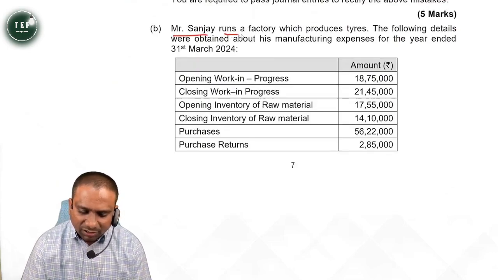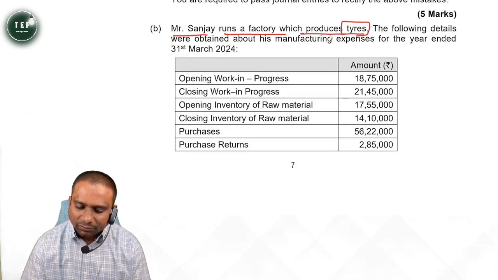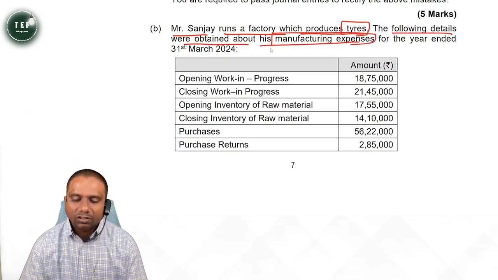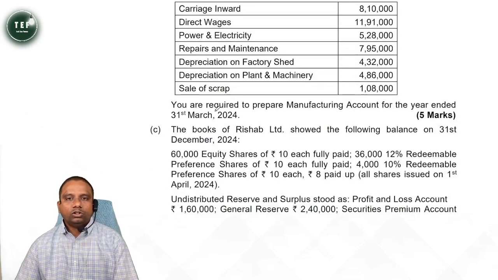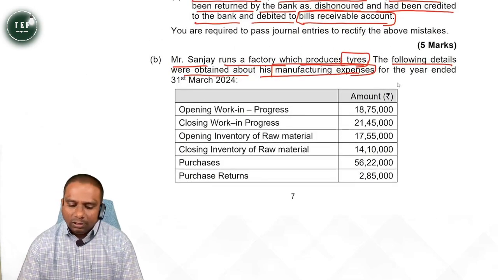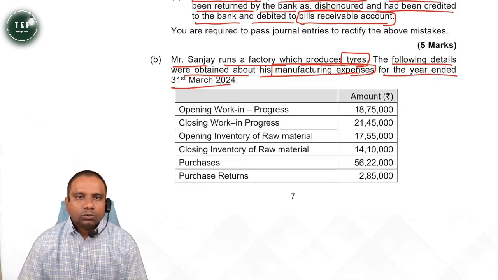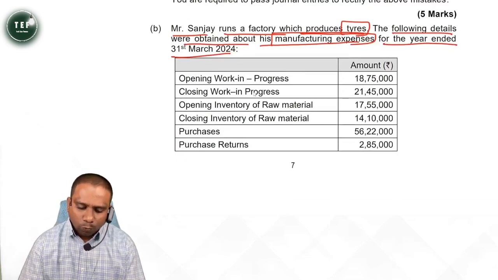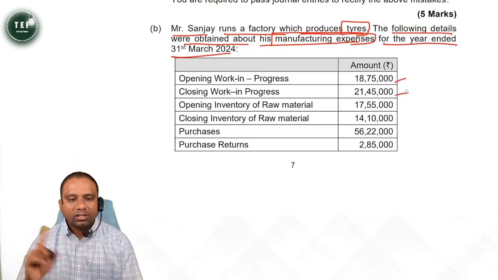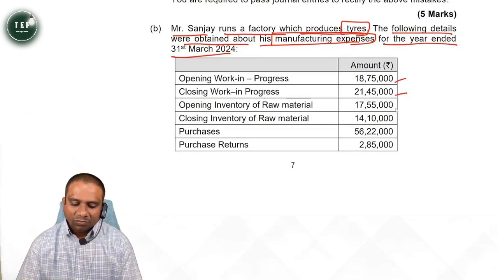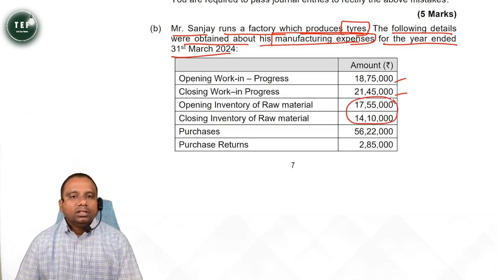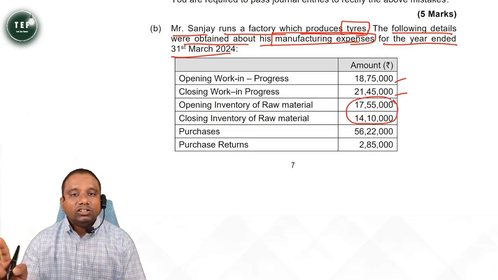Next one. Mr. Sanjay runs a factory which produces tires. The following details were obtained about his manufacturing expenses. They are asking us to prepare manufacturing account, students. Simple, very simple. For the year ended 31st March 2024. You prepare manufacturing account. Opening work in progress, debit. Closing work in progress, credit. Opening inventory, closing inventory. These two are used in the calculation of raw material consumed.